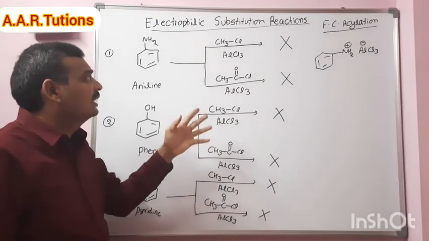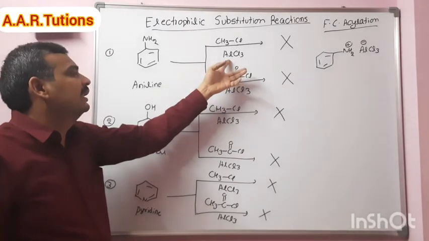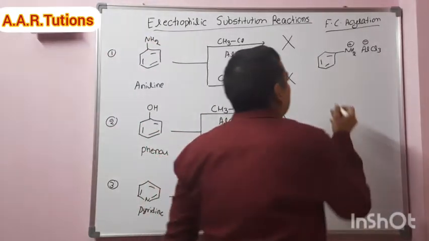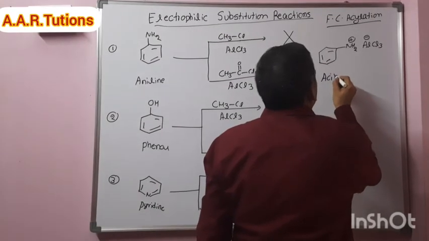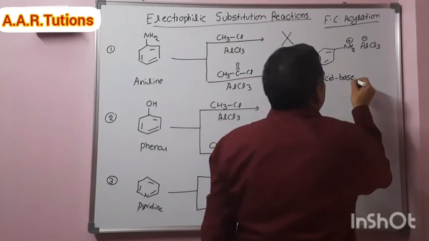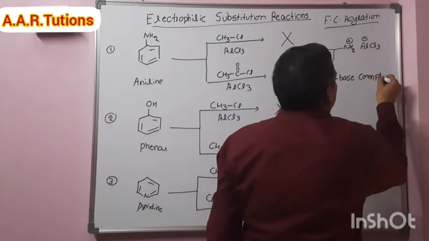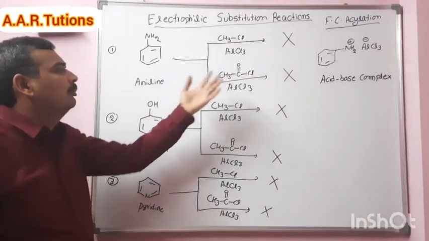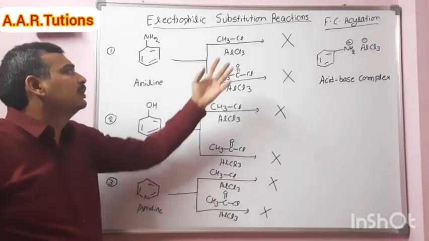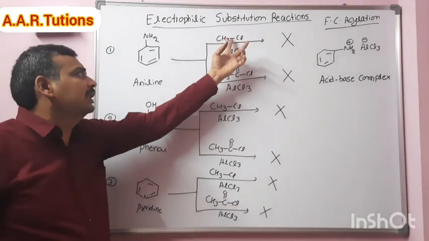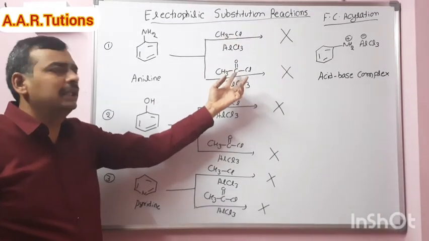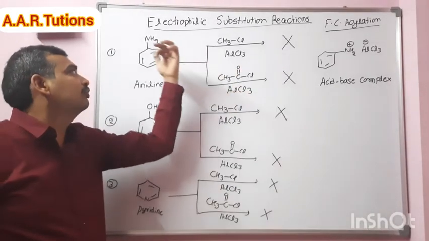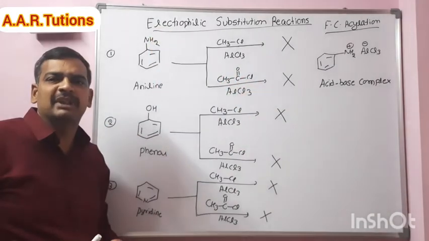But what is happening? This AlCl3 is forming an acid-base complex with aniline. Since the AlCl3 that we are using is forming an acid-base complex, there is no chance to generate either a carbocation or an acylium ion in this reaction. So whatever AlCl3 we are using is used for the formation of the acid-base complex with aniline.